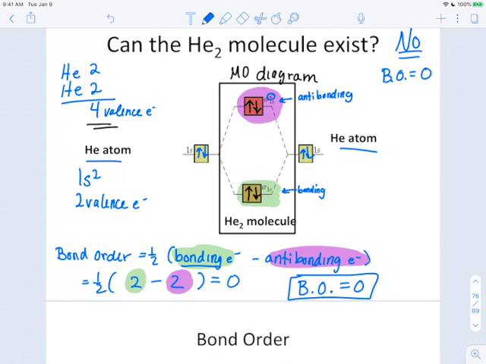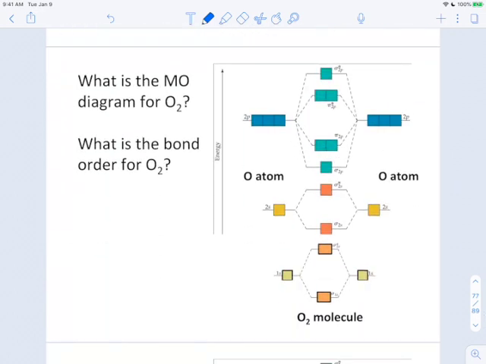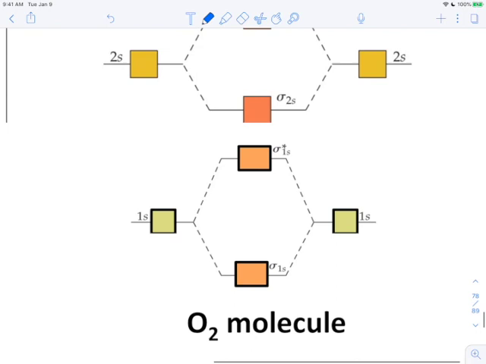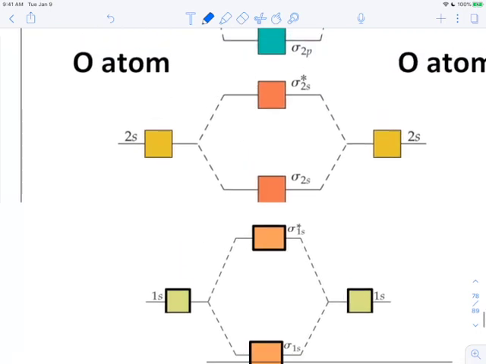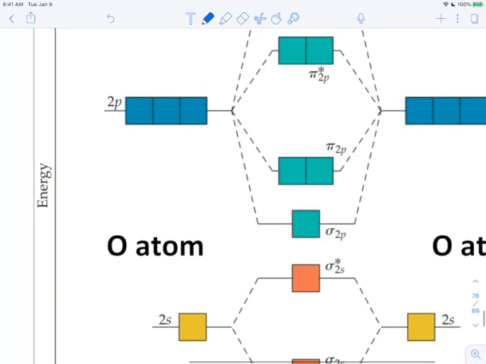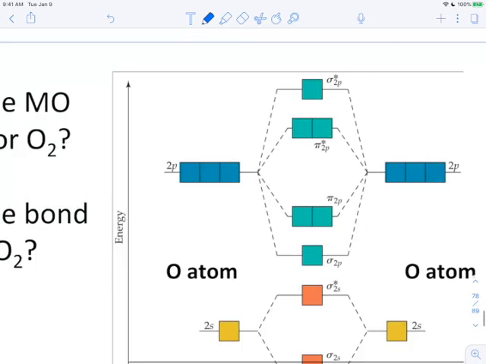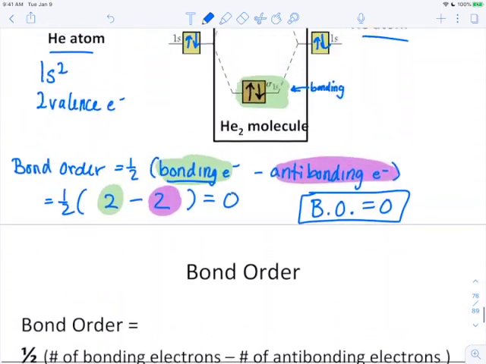It would be like 1s, and then the other 1s, and then 2s, and the other 2s, and so on and so forth. Yes, exactly. So when we go on to a molecule further down the periodic table, we would see the 1s bonding and anti-bonding. Here's the 2s bonding and anti-bonding. And then we start seeing the p's right here, bonding and then anti-bonding. Exactly. Thank you. You're welcome.